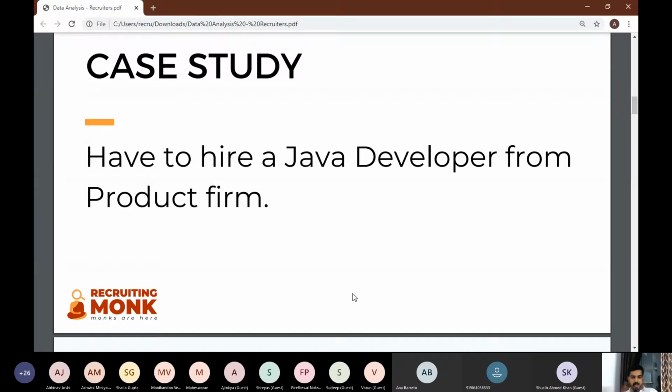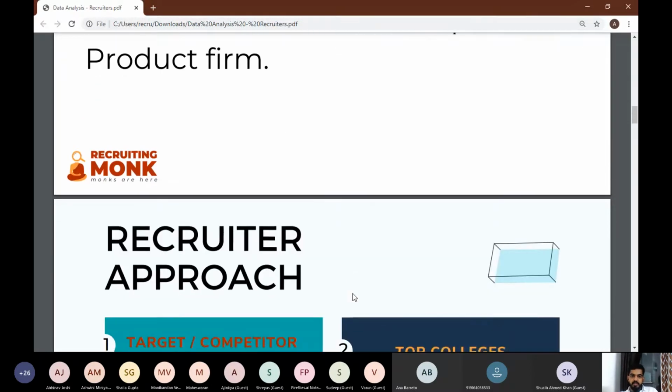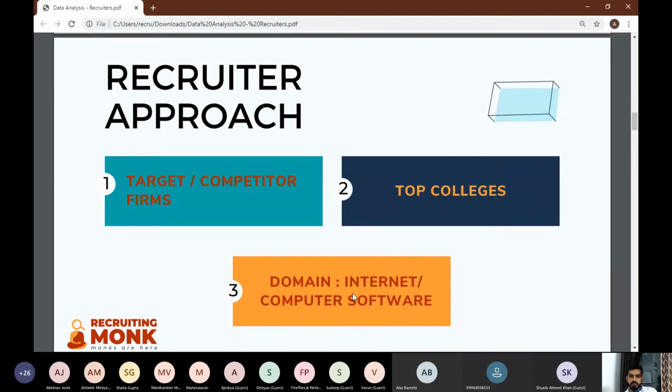So in that case, what could be the potential approach recruiters would take, right? If I have to hire Java developers and you are on LinkedIn, you're going to use LinkedIn as a platform. So what could be a potential approach recruiters could take? So these are the possible approaches: target or competitor firms, right? You might have the target firms or competitor firms, top colleges, or maybe you drill it down by domain: internet, computer, software. Is there anything else with which you would go?